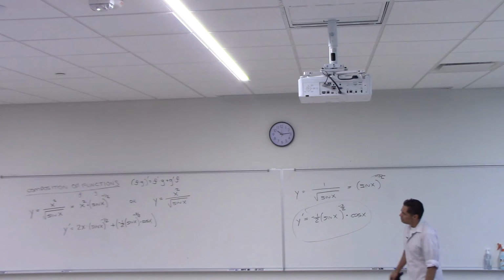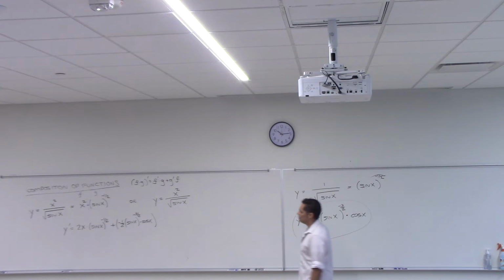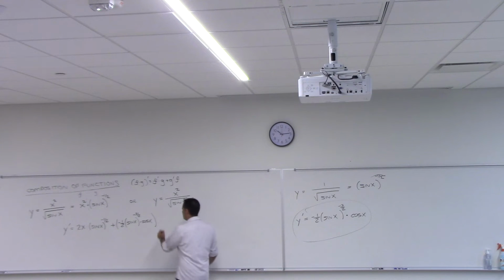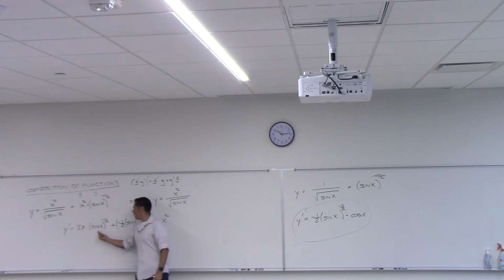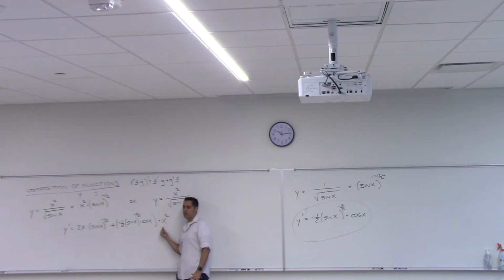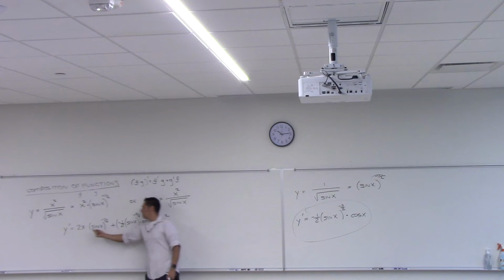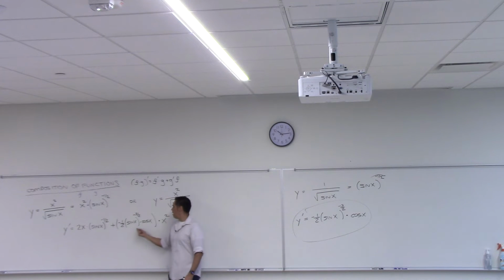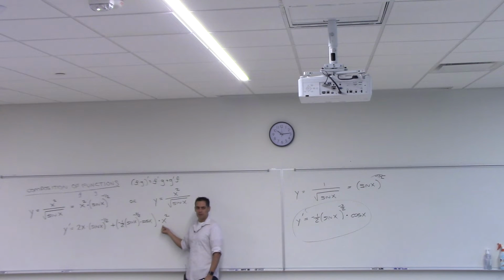Am I done? No. What am I missing? The x squared. Where's this x squared coming from? I'm finishing the product rule, right? It was the derivative of the first one times the second plus the derivative of the second one times the first one. F prime g plus g prime f. It's a lot to keep track of, no?